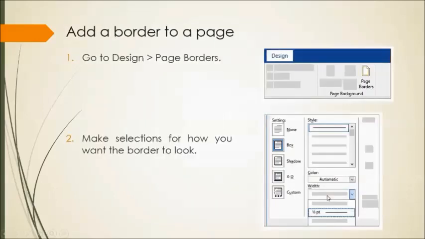Then how are we going to add a border to a page? Go to Design and then click Page Borders. Make selections for how you want the border to look. We have various selections here. We have a diagram on the right side of your screen. We have setting to None, Box, Shadow, 3-D or Custom. Then we also have options for style, color, and width.